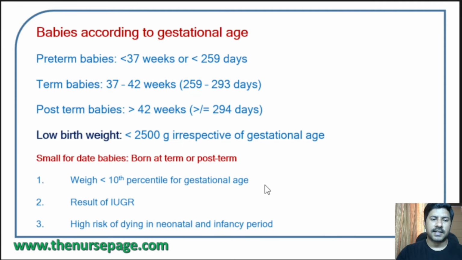Then result of IUGR, intrauterine growth retardation. Then high risk of dying in the neonatal and infancy period. These are categorized under small for date babies. First one is weight less than the 10th percentile for gestational age. So if a baby's birth weight is less than the 10th percentile, it is called a small for date baby, or it is a result of intrauterine growth retardation, or has high risk of dying in the neonatal and infancy period. These are categorized under small for date babies.